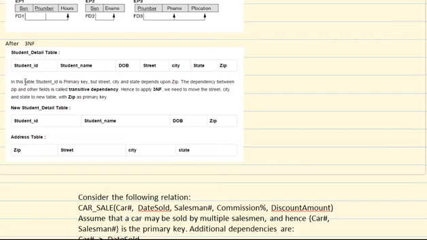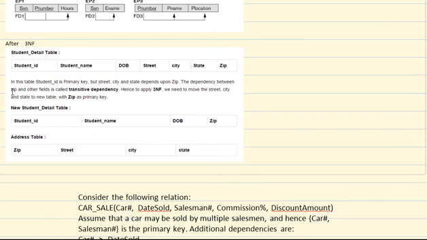Now with 3NF, 3NF normalization states that you have to be in 2NF also, and there can be no transitive dependencies. In this table, student ID is the primary key, but street, city, and state depend upon zip. But zip is not a key. Zip is not any sort of key. The dependency between zip and the other fields is a transitive dependency. Hence, we have to separate this table out.